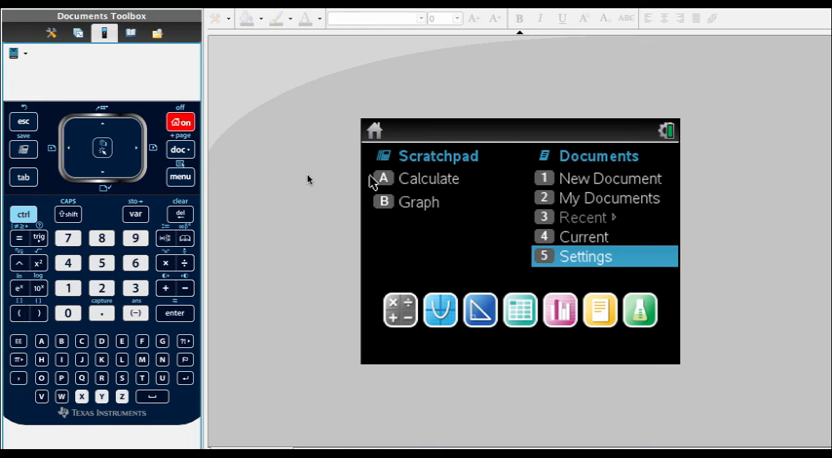All right, so let's go home, and again, everything in the scratch pad is just naturally going to stay there in the scratch pad, but it's not going to save in a way that a document might save, but you should not need the document feature in your class this year, so don't worry about that.